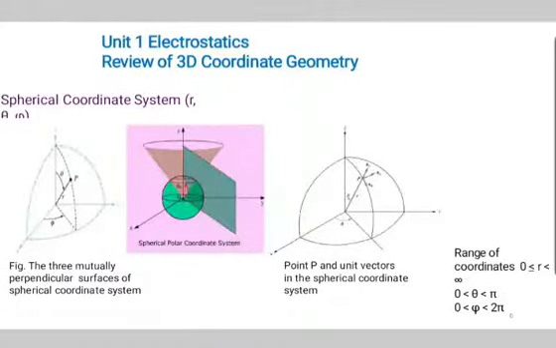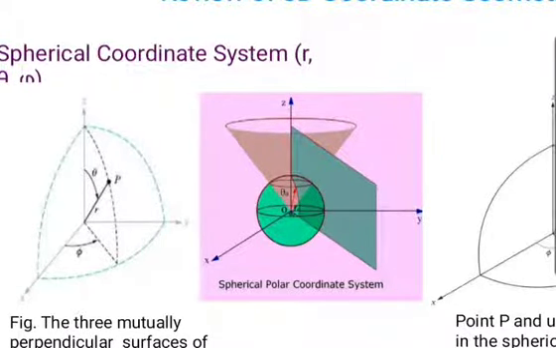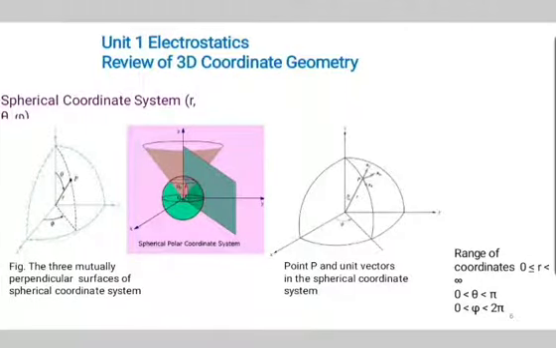The third is spherical coordinate system. In spherical coordinate system, the point is defined by P in bracket r, theta, and phi. It is shown in the first figure. So we can notice here that r is defined as the distance from the origin to the point P. We can clearly see here r is the distance from the point of origin to the point P, or we can say it is the radius of the sphere which is centered at the origin and passing through the point P.